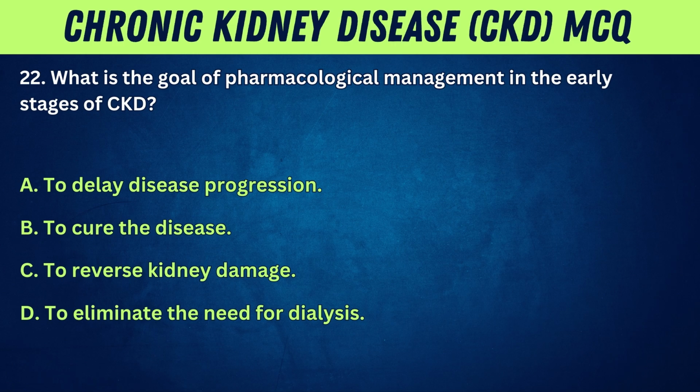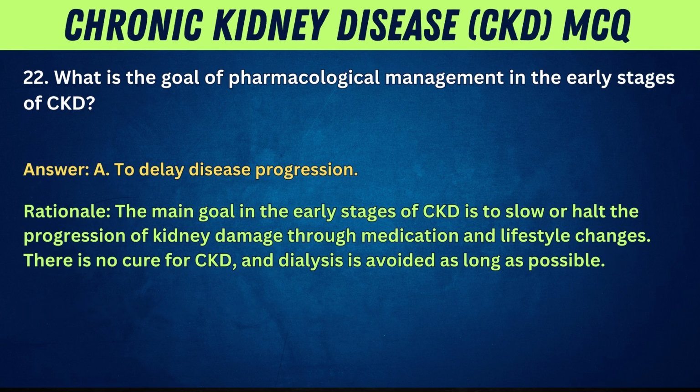22. What is the goal of pharmacological management in the early stages of CKD? A. To delay disease progression. B. To cure the disease. C. To reverse kidney damage. D. To eliminate the need for dialysis. Answer: A. To delay disease progression. Rationale: the main goal in the early stages of CKD is to slow or halt the progression of kidney damage through medication and lifestyle changes. There is no cure for CKD, and dialysis is avoided as long as possible.